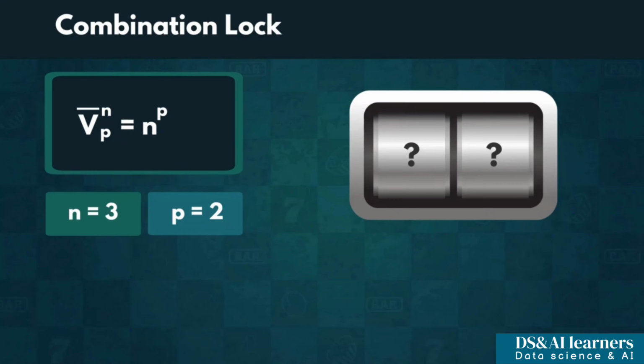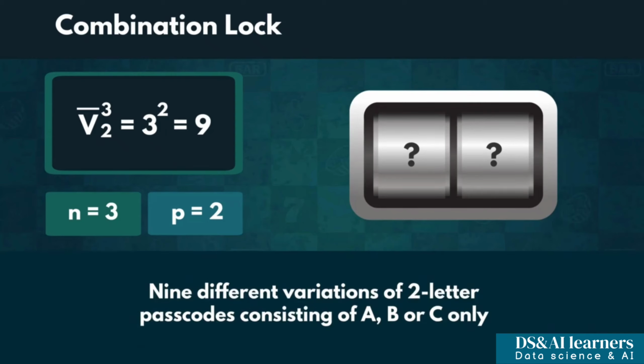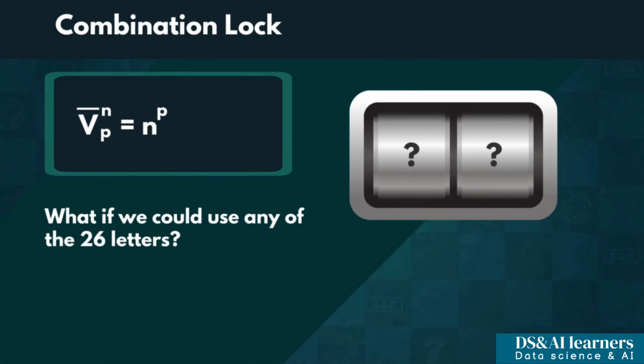If we apply this to the combination lock example, we would write V bar of 3 and 2 equals 3 to the power of 2, which is equal to 9. We interpret this as there are 9 different variations of two-letter passcodes consisting of A, B, or C only. What happens if the lock could use any of the 26 letters? We would have 26 to the power of 2, which is 676 different variations.